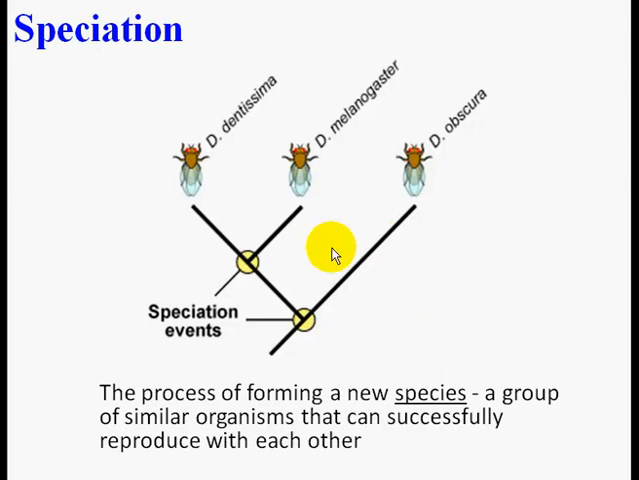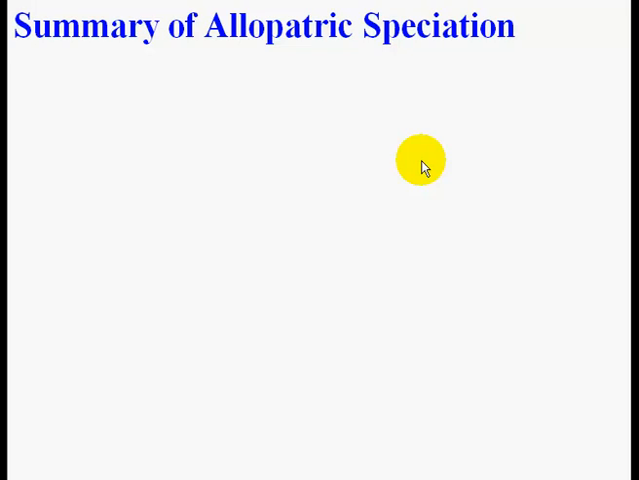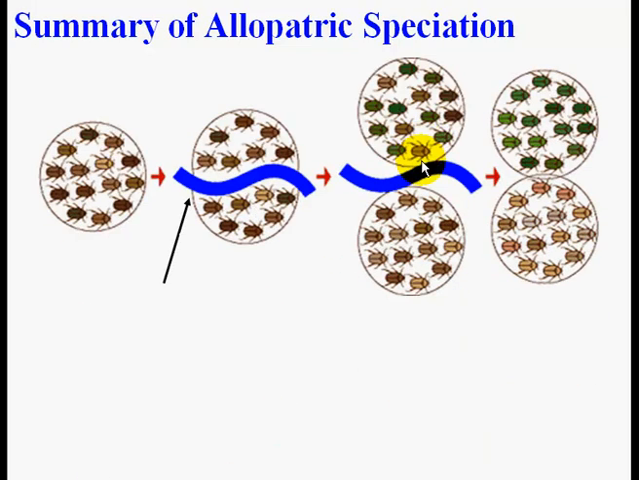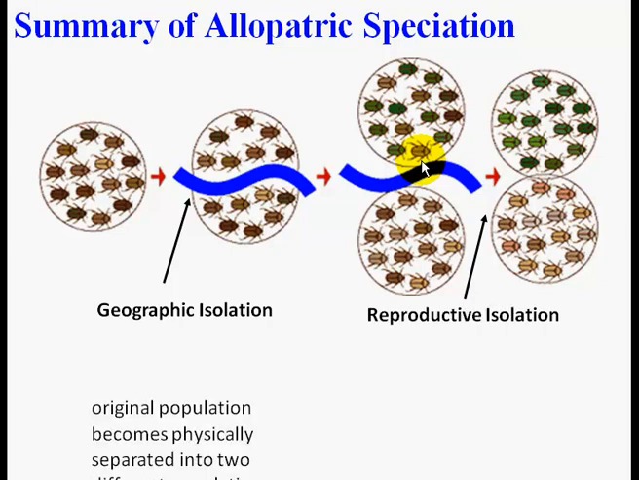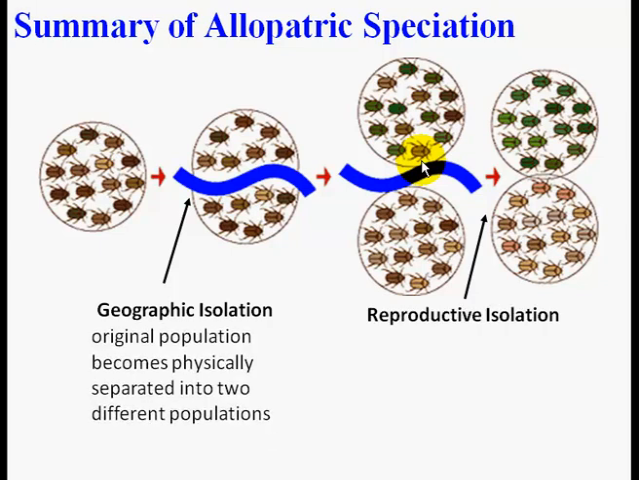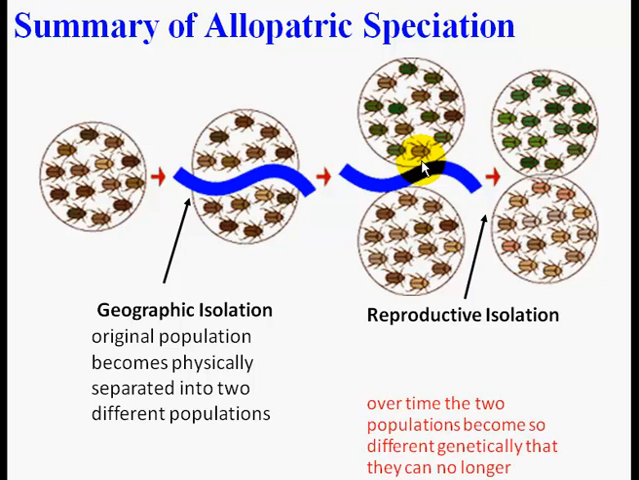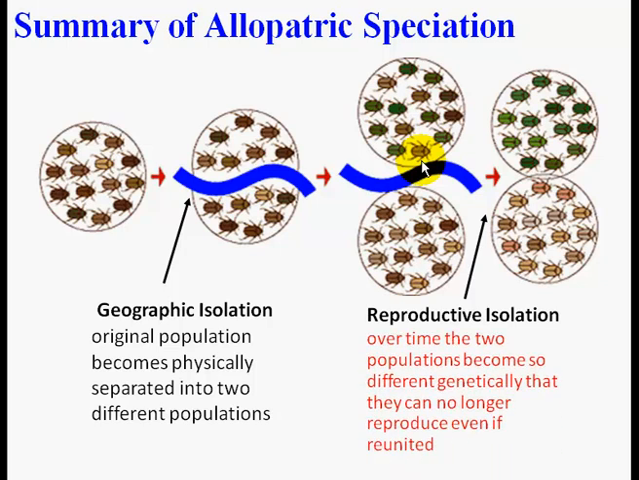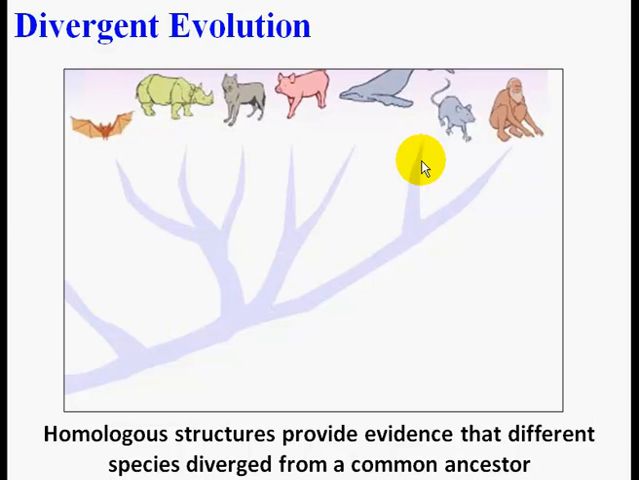On this phylogenetic tree, we can see that speciation events occurred back in time where a common ancestor diverged into new species. And in summary, this can happen when you've got geographic isolation followed by reproductive isolation. A physical barrier forms separating populations, and those populations can become genetically different and no longer reproduce even if reunited. Keep in mind that there are other methods of speciation, but this is a primary one.